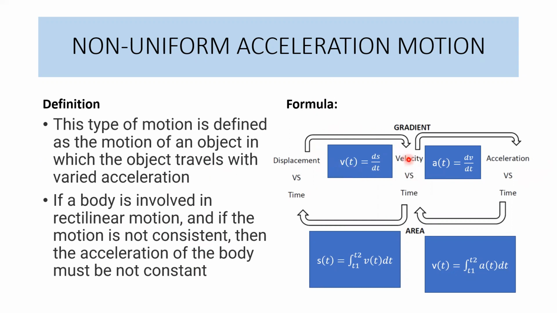If you want to find the velocity, we have to find the gradient of the displacement versus time. So the formula is v(t) equals ds over dt. And then if the velocity is given, to find the acceleration, you can follow a equals dv divided by dt. And reversely, if you want to find the velocity when the acceleration is given, you can use the formula v(t) equals the integral from t1 to t2 of a(t) dt. Same thing, if the velocity is given and you want to find the displacement, the displacement equals the integral from t1 to t2 of v(t) dt. So this formula is used for non-uniform acceleration motion.